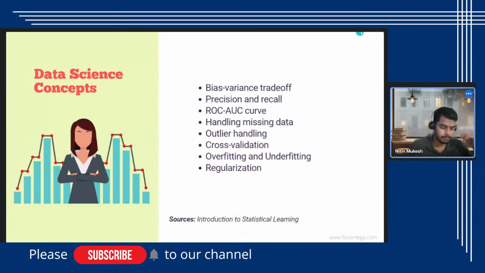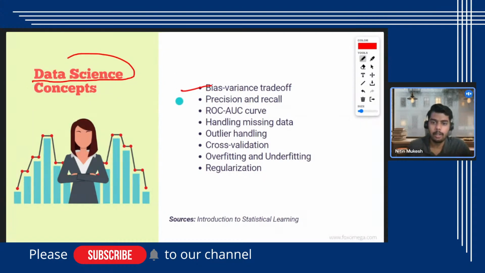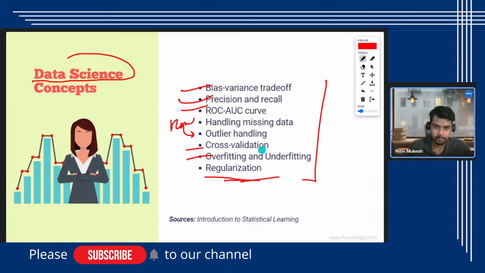Thanks Naman for answering these questions, and now we move to the next thing, data science concepts. In data science concepts, the questions asked are about the bias-variance tradeoff, precision and recall, the ROC curve, how to handle missing data, how to handle outliers, cross validation, overfitting and underfitting, and regularization. These are the popular topics that are actually asked, so it's important for you to read these things well.